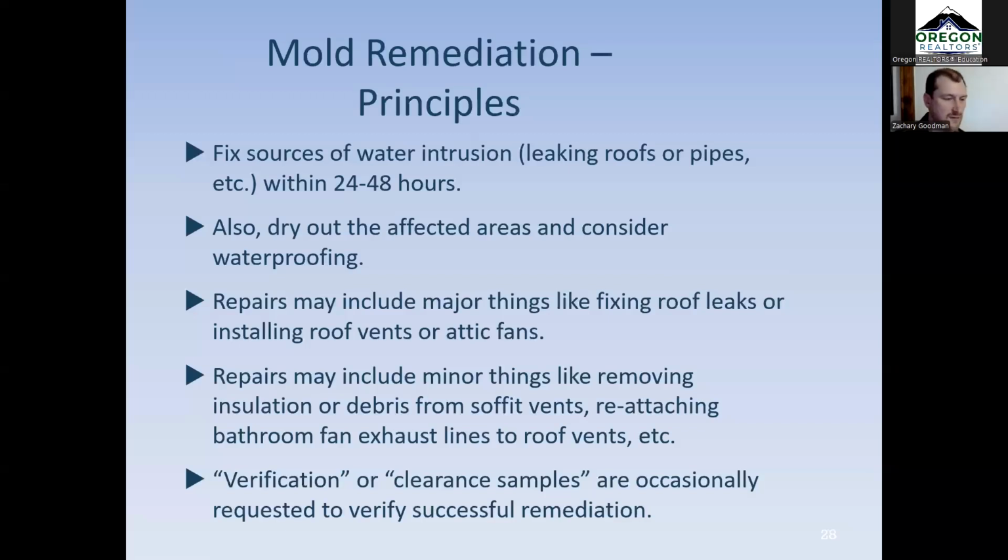And it's worth noting that verification or clearance samples are sometimes requested to verify successful remediation. So it's a really tough one. If there is a request for sampling to be done afterwards, we are generally going to recommend that it be done several days after the treatment and after air scrubber is applied to those areas. So that the mold that was there previous to our work is removed so you have an accurate assessment.